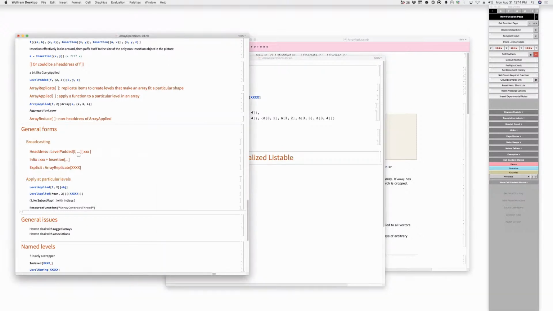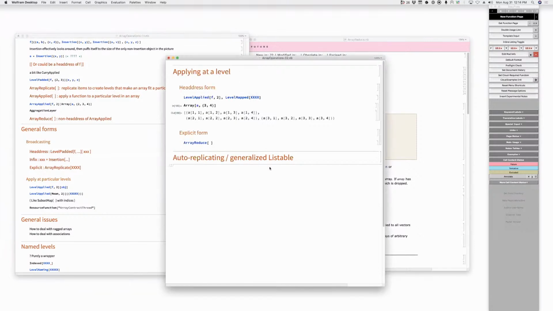The other version is auto-replicating, slash generalized listable. And for that, we also have three forms. There we also have an infix form. Am I making sense? Possibly. I'm not sure if we want to implement all versions for every operation. I think we do in this case, because this is the infix form we talked about at length.